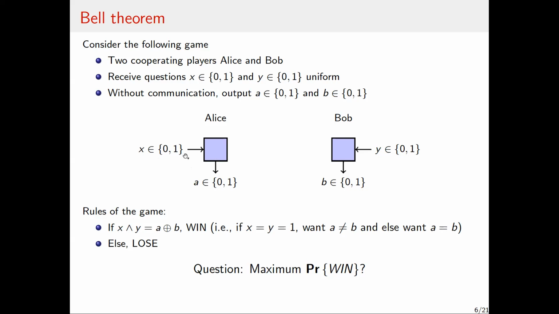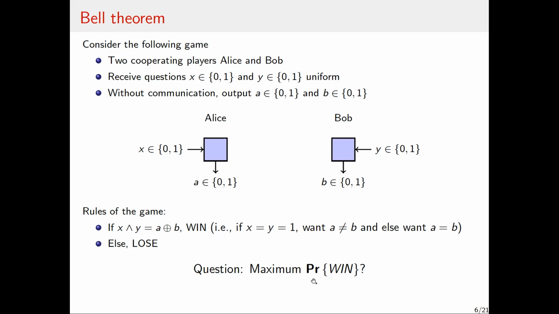But of course, when X is equal to 1 and Y is equal to 1, they lose the game, because they're supposed to output A and B which are different, but they output A and B which are equal, and both are equal to 0. So this very simple strategy that I described actually achieves a probability of winning exactly equal to 3/4, because we win 75% of the time, on 3 out of the 4 possible input pairs. So this is one strategy. The question is, can one come up with a better strategy that achieves a winning probability which is bigger than 3/4?